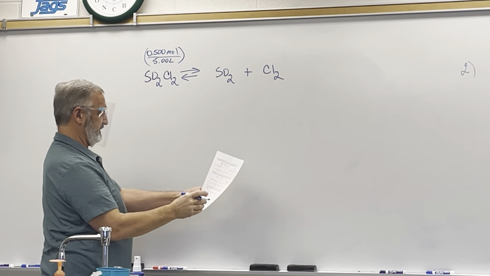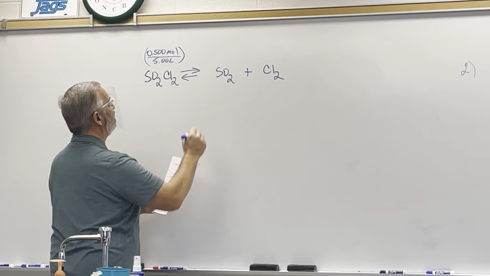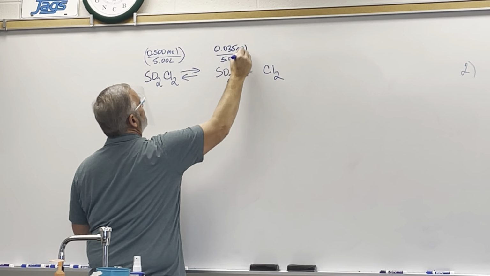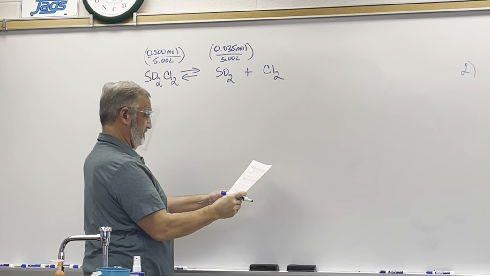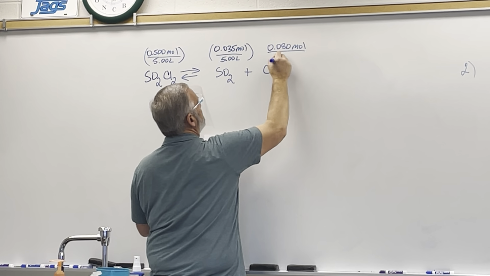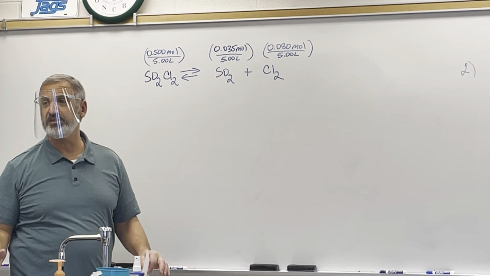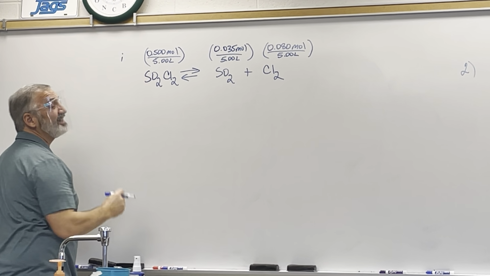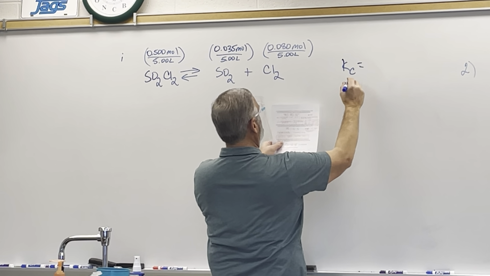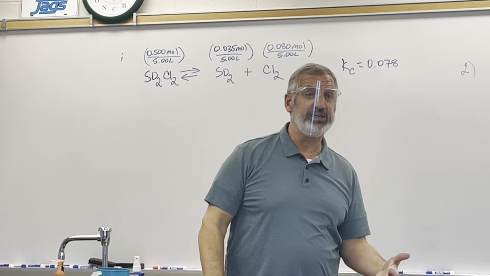I am given 0.035 of this divided by 5 liters, and this one is equal to 0.08. Okay, so again, are those equilibrium pressures or initial pressures or concentrations? That's initial. Okay, that's kind of a clue. Then also, K is given, Kc is equal to 0.078.